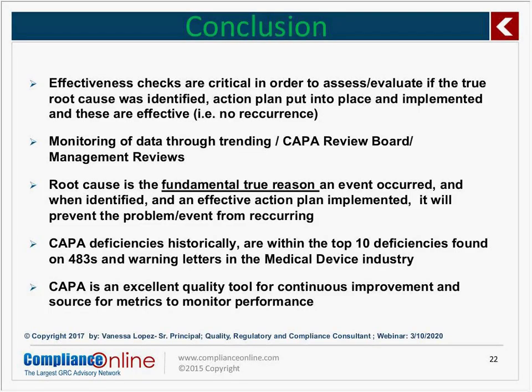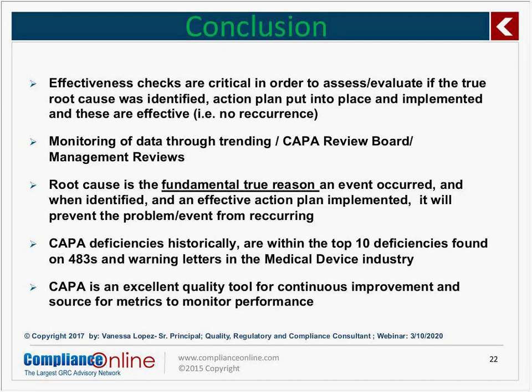Our conclusion section, and our conclusion, we're on slide 22, by the way. In our conclusion section, it starts out with effectiveness checks are critical in order to assess, to evaluate if the true root cause was identified, action plans put into place and implemented, and these are effective, meaning that there was no reoccurrence when you did your effectiveness check. The effectiveness check is not a one-time event.